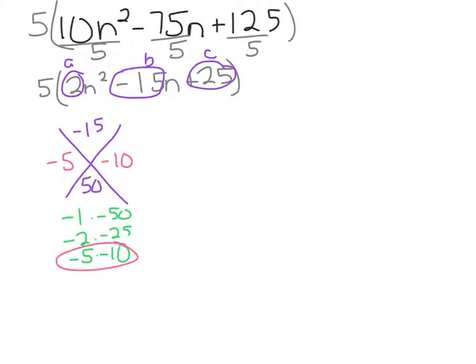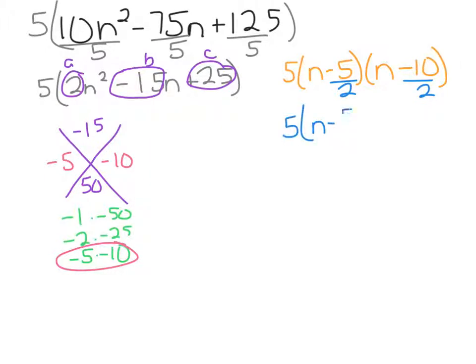Now we use that to write our two binomials. Don't forget to keep the 5 in there. And then n minus 5, n minus 10. Now we'll divide each of these by a, which is 2. So that gives you n minus 5 over 2 and n minus 5. And now we'll slide this 2 over here.